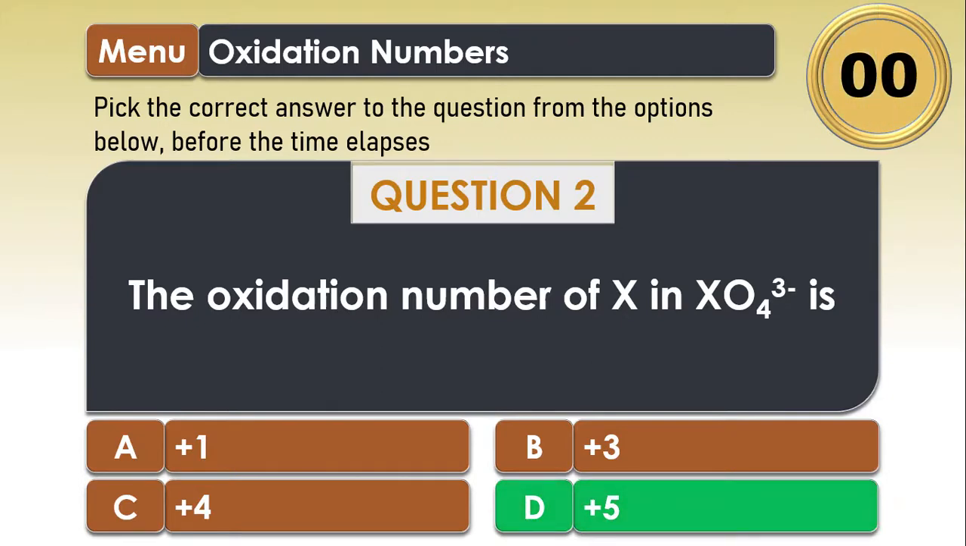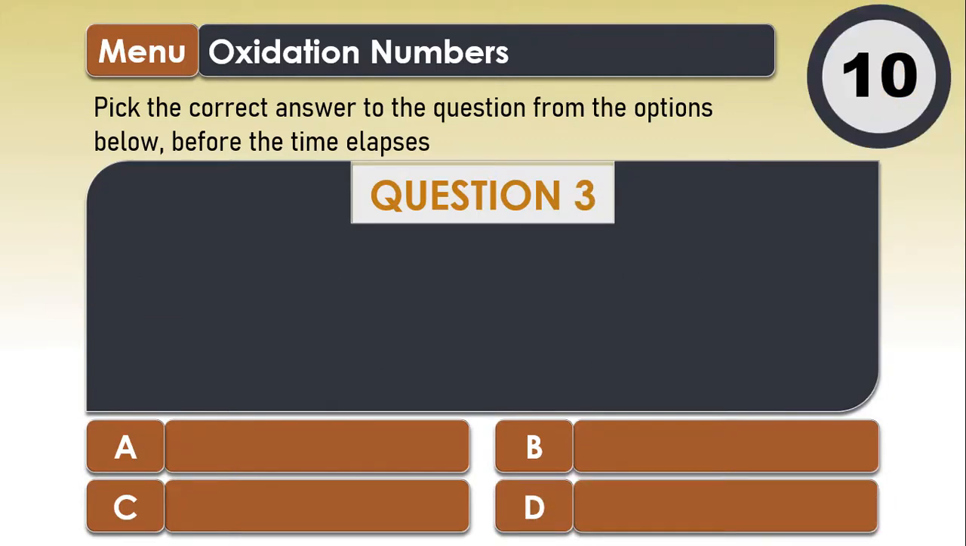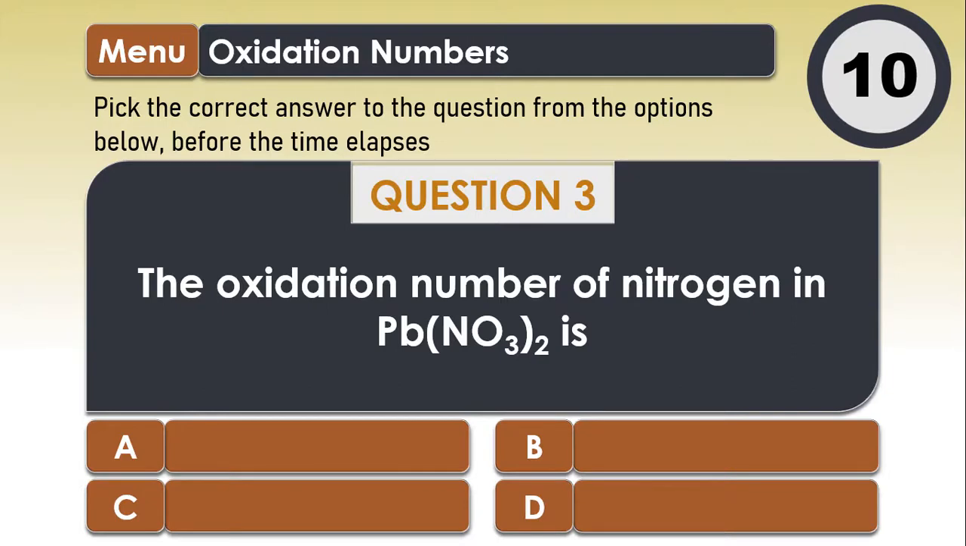The correct answer is D. Plus 5. Question 3. The oxidation number of nitrogen in Pb(NO3)2 is A. Plus 2, B. Plus 3, C. Plus 4, and D. Plus 5.